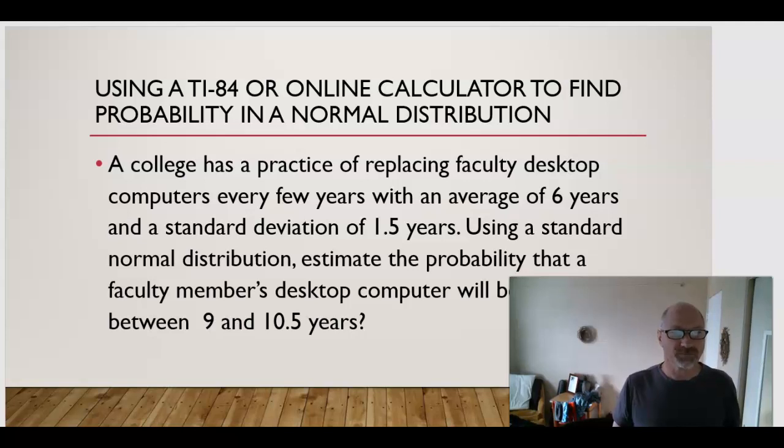Welcome to a video on using a TI-84 online calculator to find probability in a normal distribution.